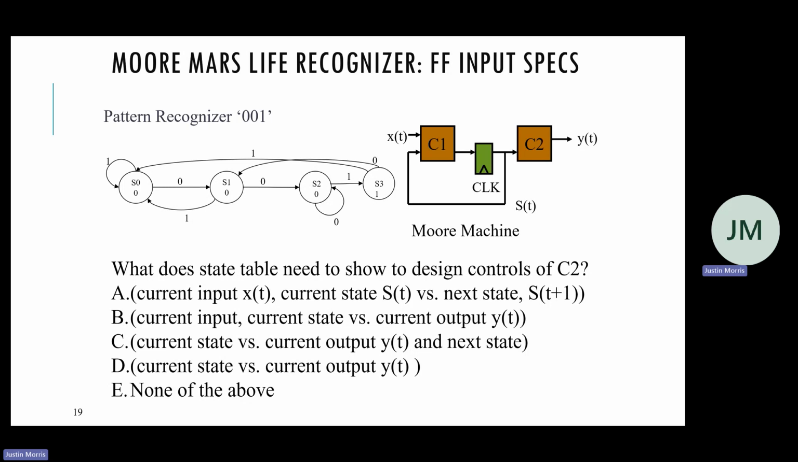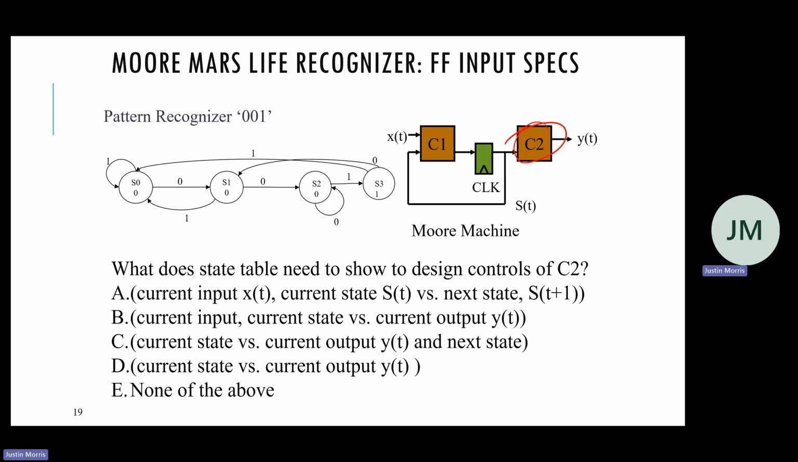So unlike the Mealy machine, this one is a Moore machine. So the combinational logic blocks are going to be doing different things. The question is asking about C2. Remember, for the Mealy machine, the output depends on both the current state and the current inputs, right? But for a Moore machine, the output only depends on the current state, right?